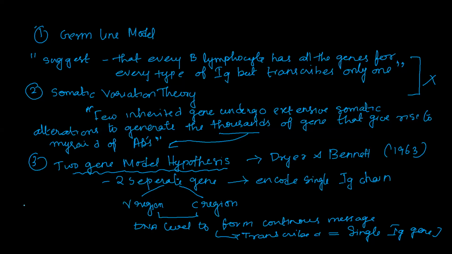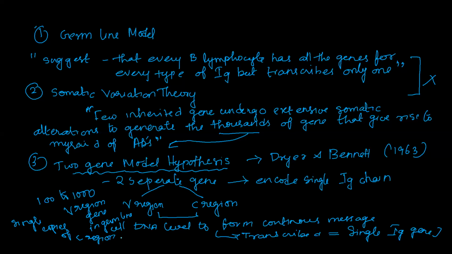They proposed that there are more than 100 to 1000 V region genes in germline cells, and there are actually only single copies of the C region.